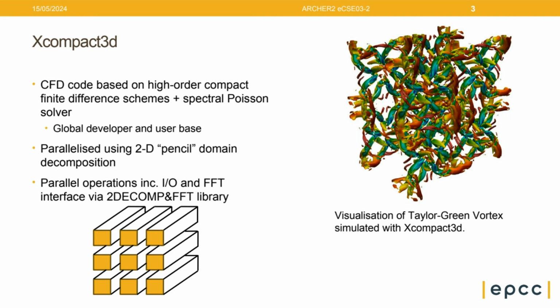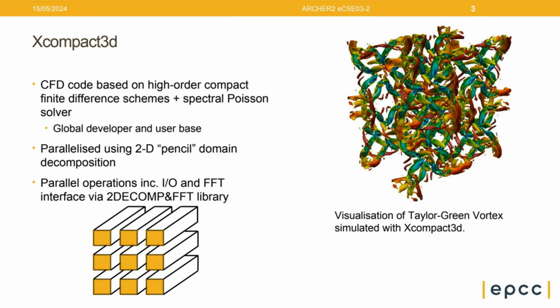On the right, you see a visualization of one of the commonly used benchmarks for the solver, which is the Taylor-Green vortex. As you can see, there's a very wide range of scales of flow going on, and these methods capture these very nicely. Taylor-Green vortex is at the simpler end of things that Xcompact3D is used for. It goes from fundamental turbulent flows all the way up to simulating and optimizing wind farm layouts.